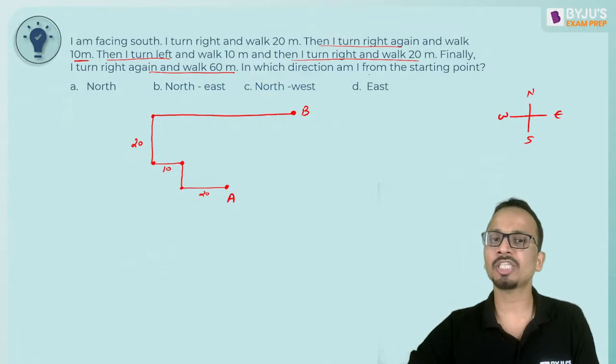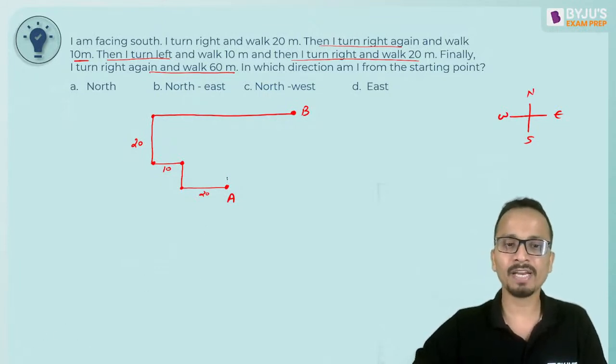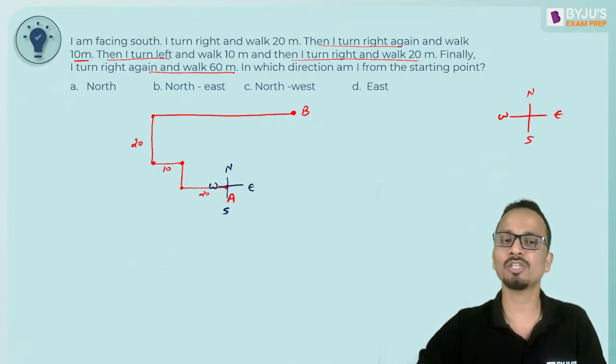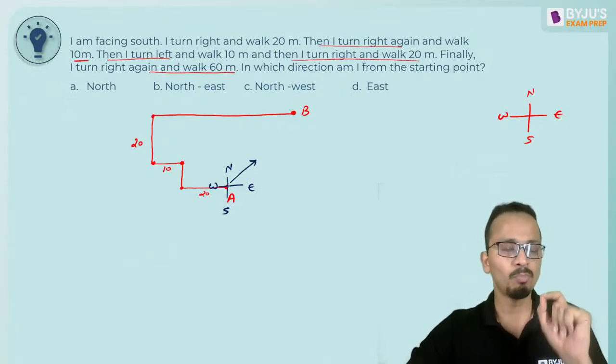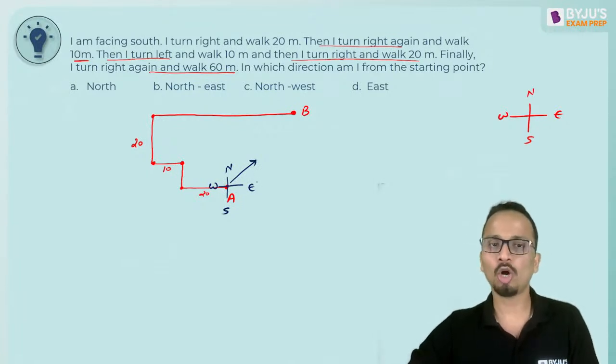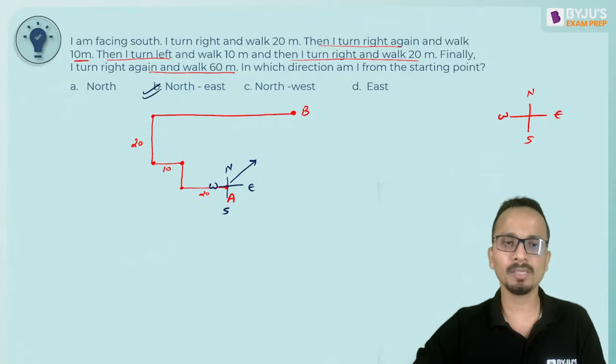The question is, in which direction am I from the starting point? So with respect to the starting point, we have to find out. So I'll make a plus sign, right? North, south, west, east, the normal directions. So this point B is in this quadrant as compared to point A. So it is the northeast direction. So the correct answer, yes, will be option B.